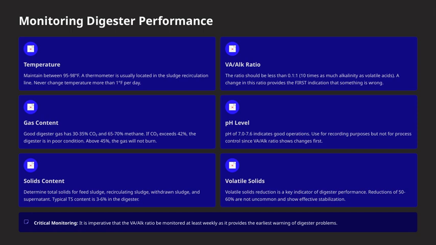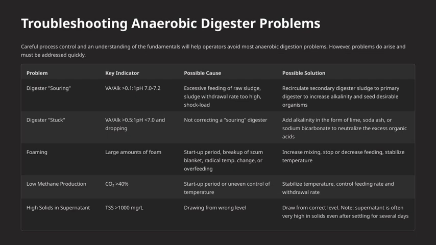Keeping a close eye on this ratio helps us catch issues early and keep everything running smoothly. Let's talk about troubleshooting anaerobic digester problems. Careful process control and understanding the fundamentals are key to preventing most issues. However, problems can still occur, and it's important to address them quickly to keep things running smoothly.